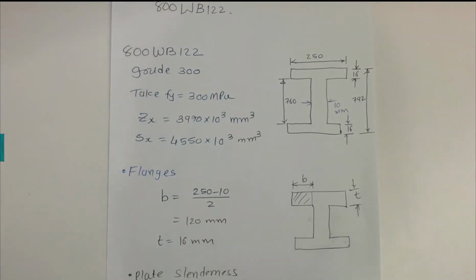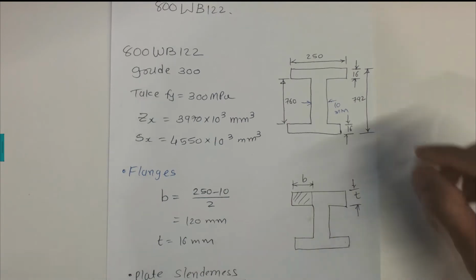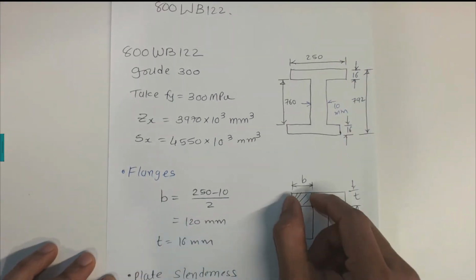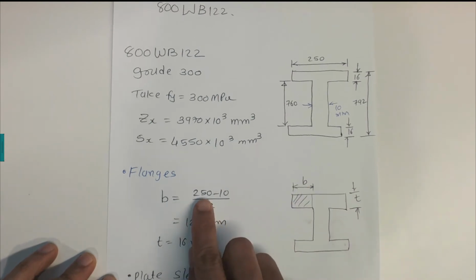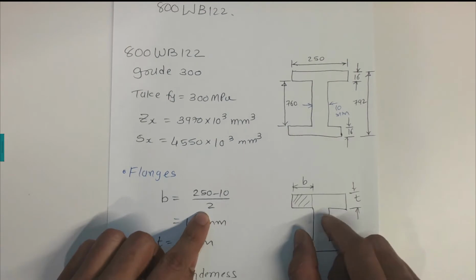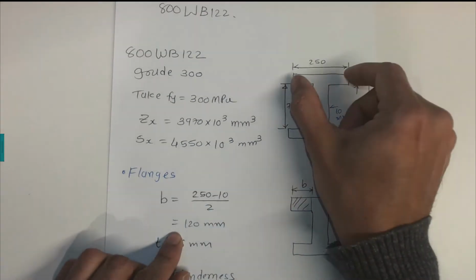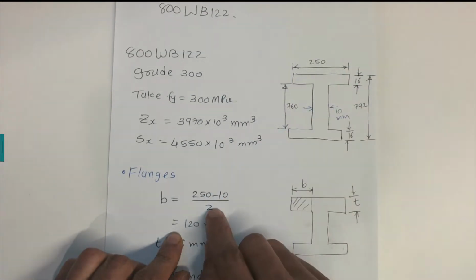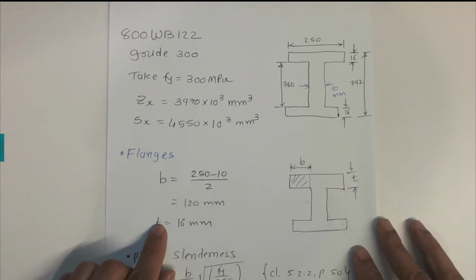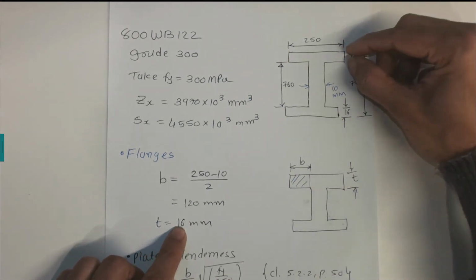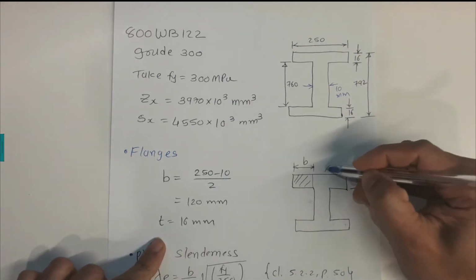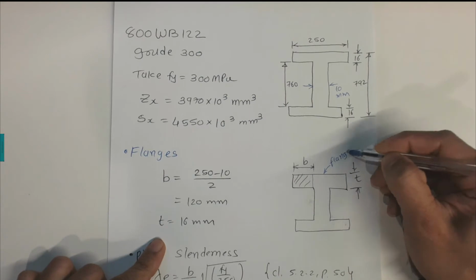Now first of all we are working on the flange. The flange is this one. For the flange we need the B value, which is this outstand. It can be found as 250, take away the 10, divided by 2, so the B value is 120 millimeters. The thickness of the flange is 16 millimeters. So this is the flange that we are talking about.